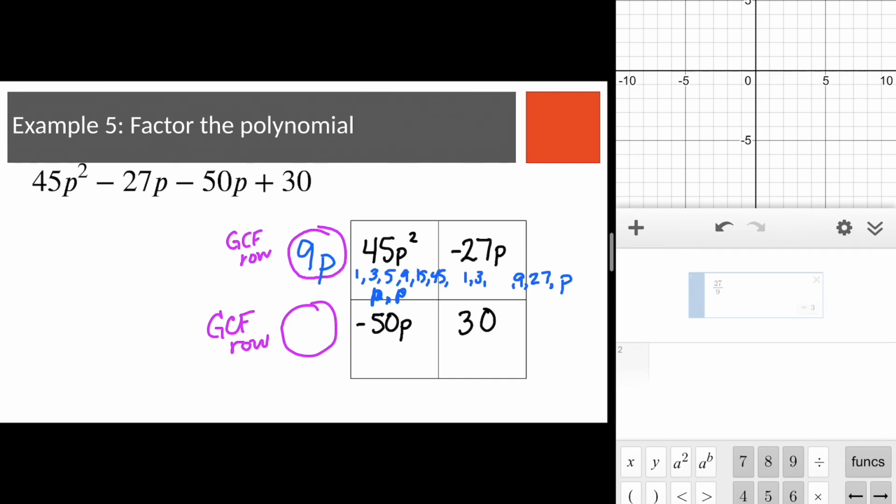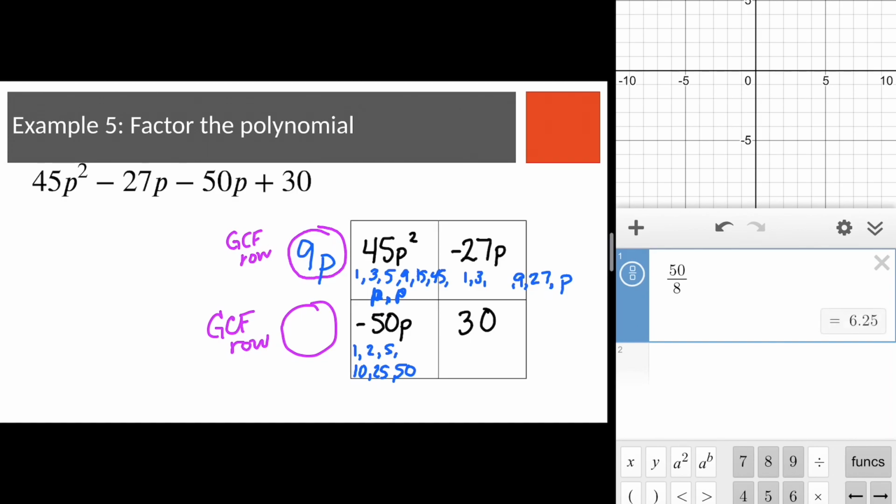So we need to list out the factors of 50 this time. I feel like there's got to be more for 50 than there were for 45. So 1 and 50 for sure. 50 divided by 2 is 25, so that's going to be 2 and 25. 3 doesn't work. 4 doesn't work. 5 and 10. What about 6? No. 7? No. 8, 9, and when I type in 10, it's going to give me back 5. So that is it. And then we need 1p.